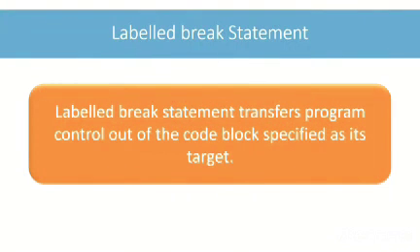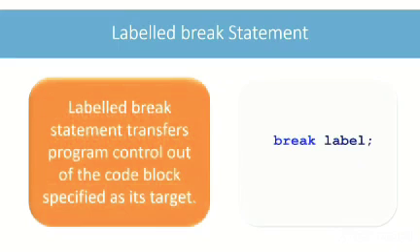If we can break out of a nested set of loops with a single break statement, then all these problems will be fixed and our program will become maintainable. Fortunately, break statement provides a way to do this. We can provide a label to the break statement. This label tells the break statement precisely where to transfer the program control. The general syntax of this type of break statement is this: the keyword break, followed by the label, followed by semicolon.